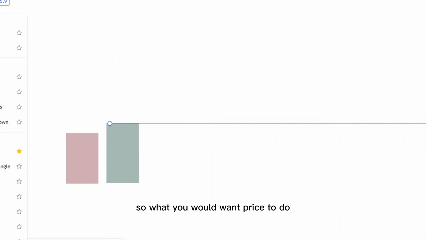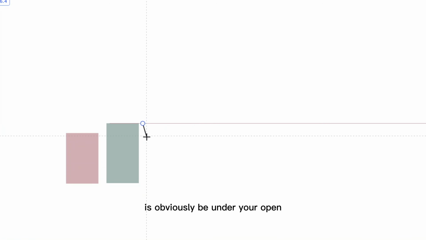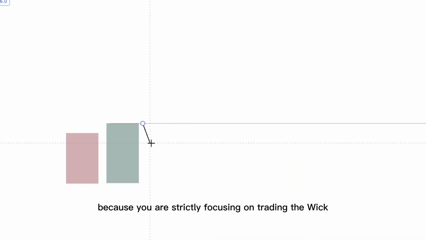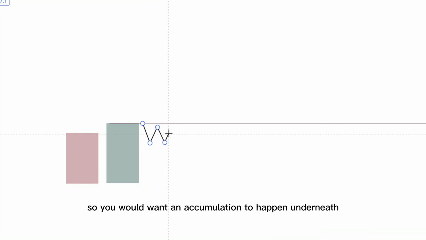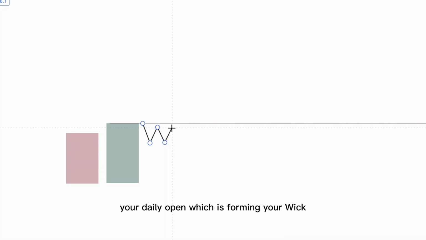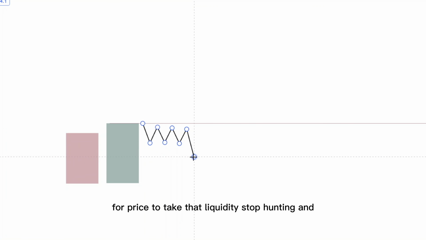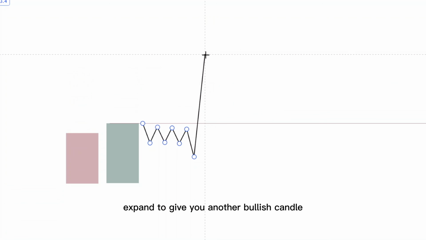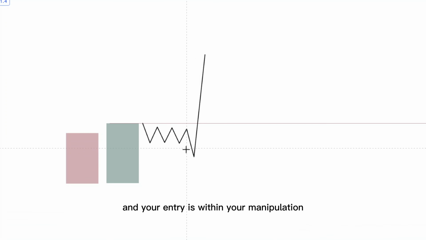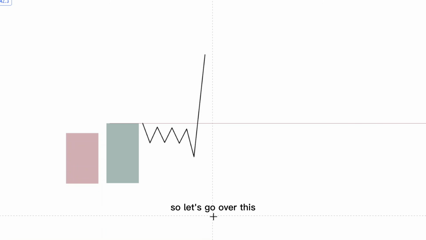So what you would want price to do is obviously be under your open. Why under your open? Because you're strictly focusing on trading the wick. You're trying to get in at the lowest position you can for the highest reward. So you would want an accumulation to happen underneath your daily open, which is forming your wick. And you would want to see liquidity being built for price to take that liquidity, stop hunt it, and expand to give you another bullish candle. And your entry is within your manipulation.